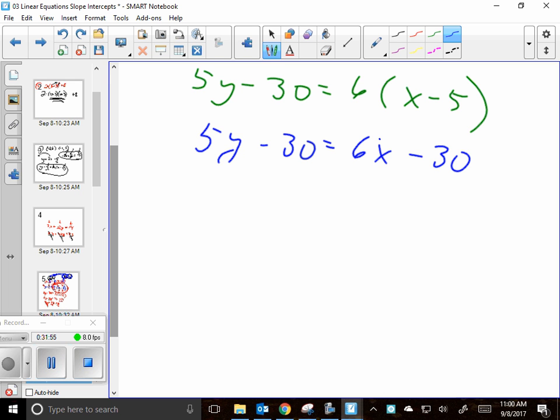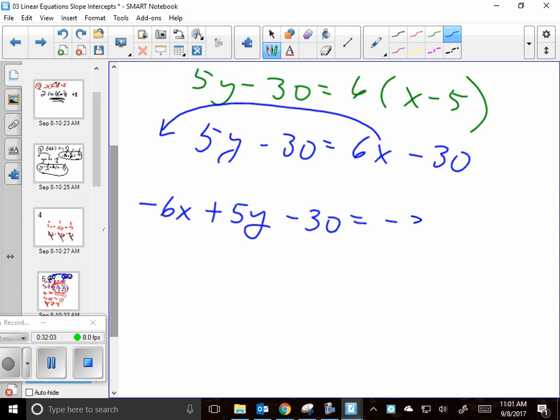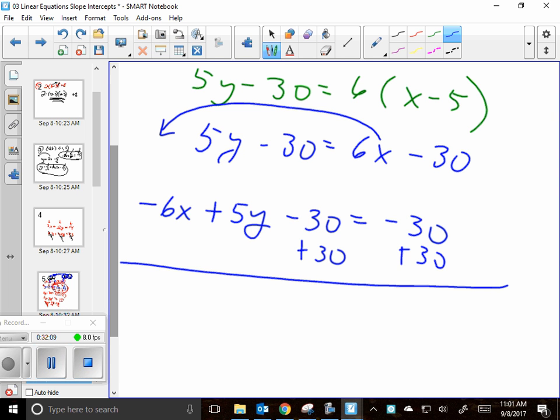I should have moved the x over to this side and said negative 6x plus 5y minus 30 equals negative 30. And then I should have added the 30 to both sides. And I would get negative 6x plus 5y equals 0. There it is. In standard form. Okay, I know this is intense. It's not impossible. It's algebra.